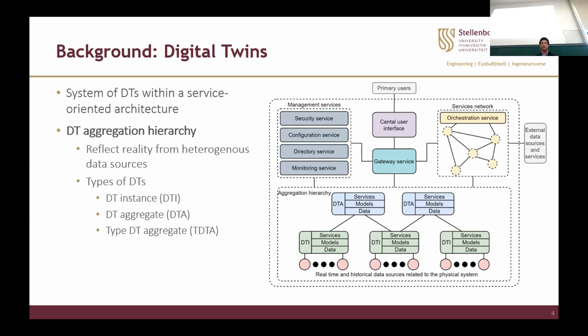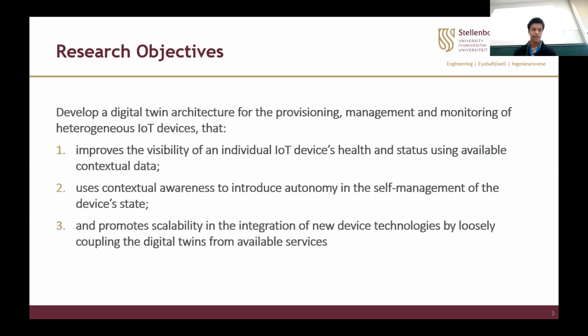So to refresh our memories from yesterday, which my colleague Reno had mentioned, the type digital twin aggregate is used to represent digital twin instances of a similar type. So you do not have to run unique digital twin instances. You can use a type to group these similar digital twins.